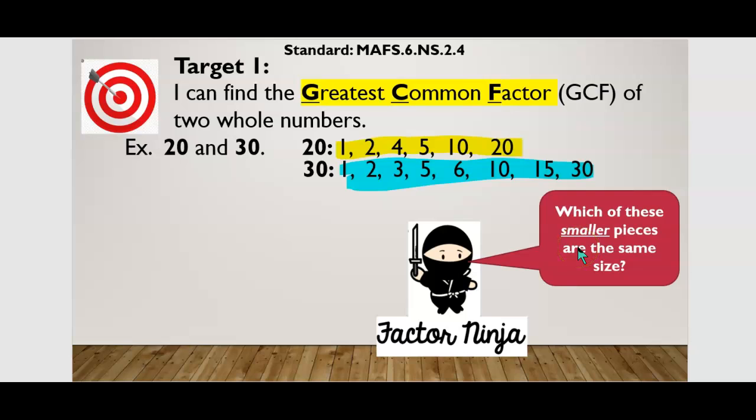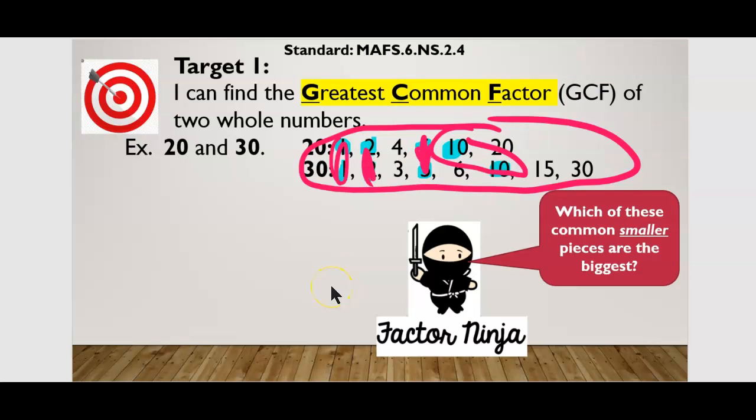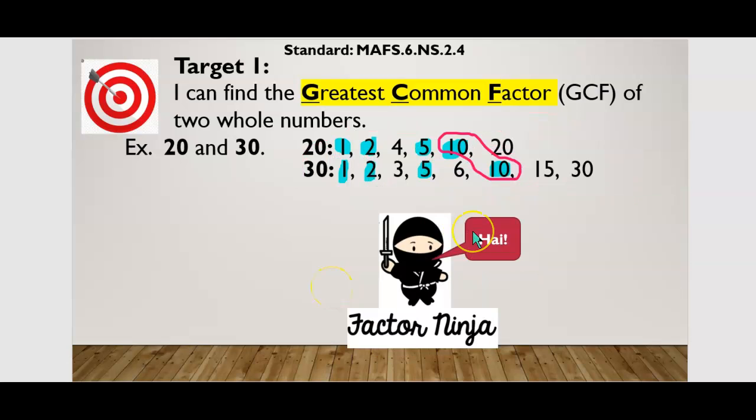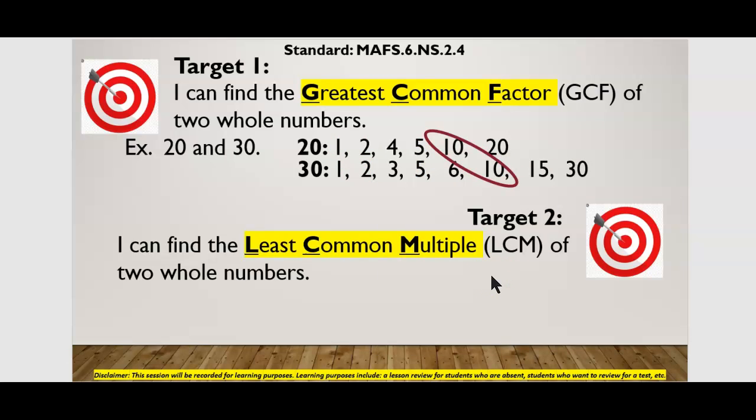Which of the smaller pieces are the same size? The biggest small piece that they have in common. There we go. The biggest small piece that they have together. They have 1 together, 2 together, 10 together, and that's it. Oh, 5. Which one's the biggest piece out of all these small pieces? 1, 2, 5, 10. It is 10. That's the biggest small piece. The greatest common factor.